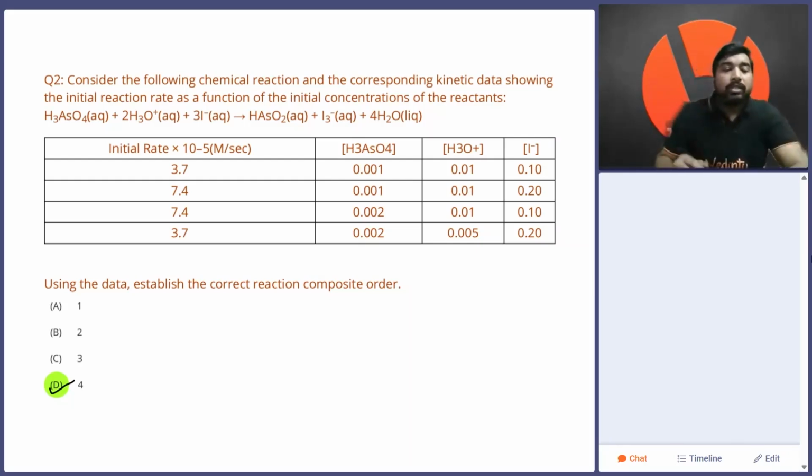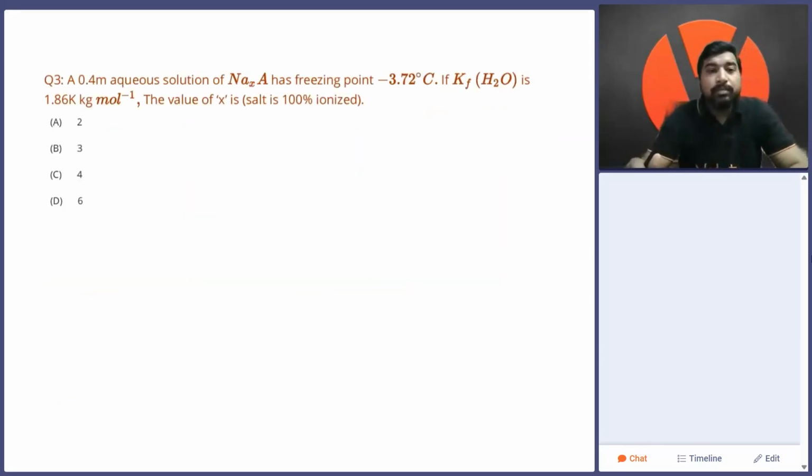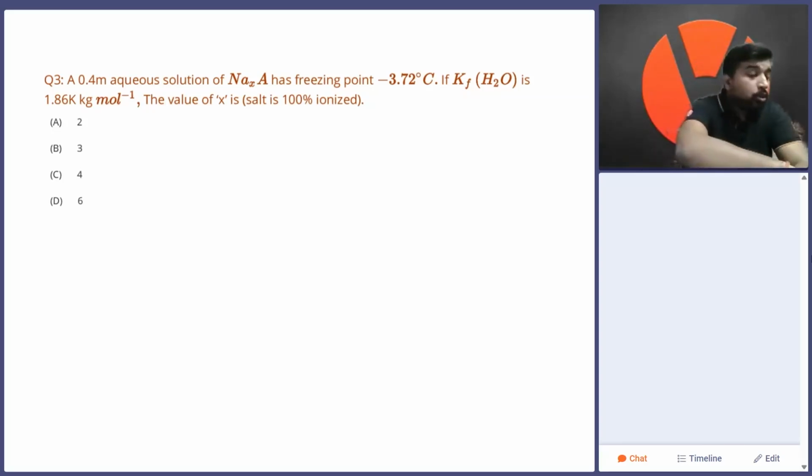Now this is question number 2. Now we're going to solve the next question, that is question number 3. A 0.4 m aqueous solution of NaXA has freezing point minus 3.72 degrees Celsius. If Kf of H2O is 1.86 kg mole inverse, the value of X in the salt is. Assume 100% ionization.